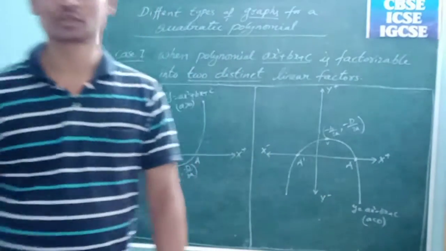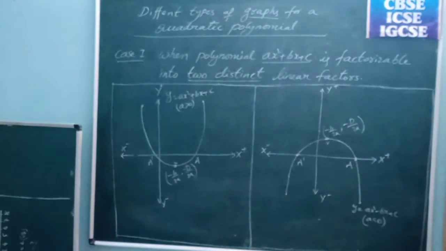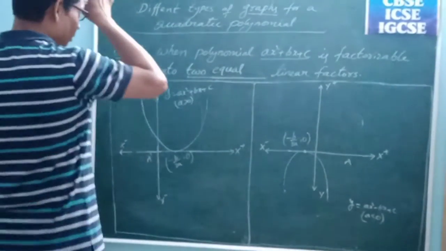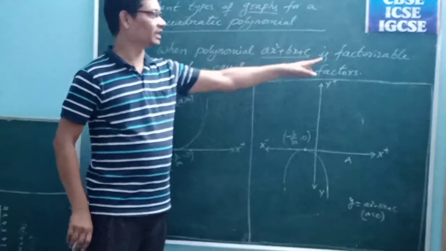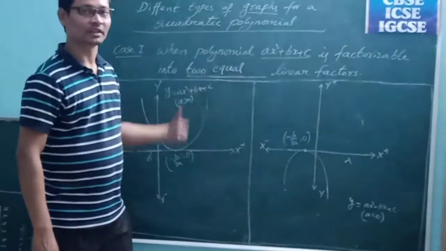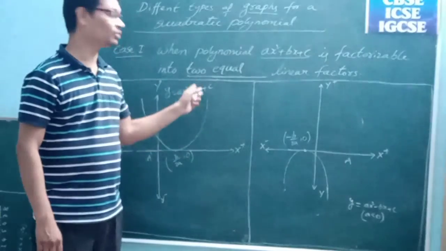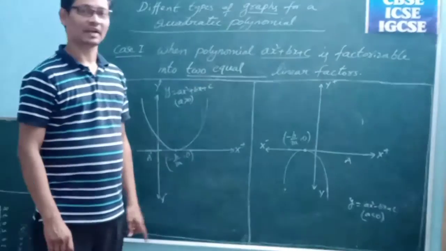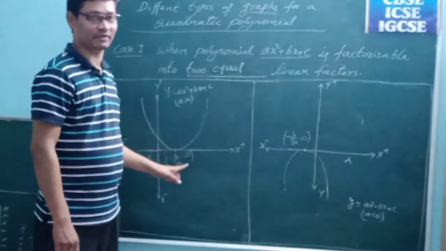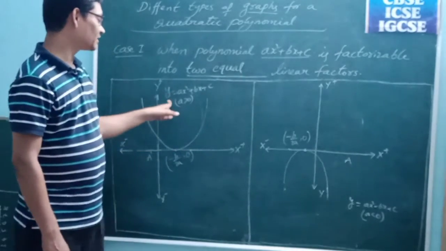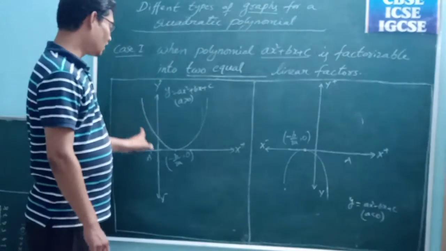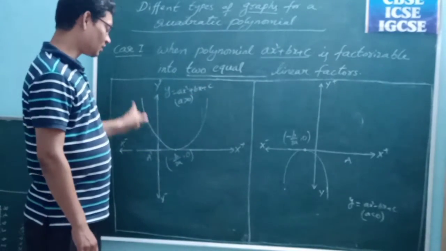Let us discuss two more graphs. Let us discuss the second case. In the second case, the polynomial ax square plus bx plus c is factorizable and it has two equal linear factors. In the previous case, we discussed two distinct linear factors, two different factors. Now, if it has two equal factors, in y equals ax square plus bx plus c, if a is greater than 0, that is, if a is positive, you may get a quadratic polynomial graph like this.